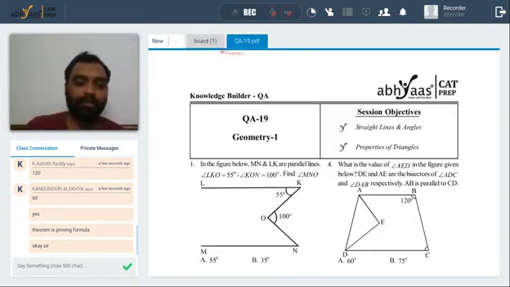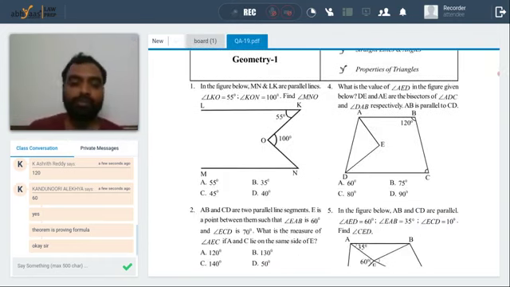Just look at the question here. Using those parallel lines, can you solve the first question? I am giving you 1 minute. It's a very easy question. Solve the first question. It's easy.